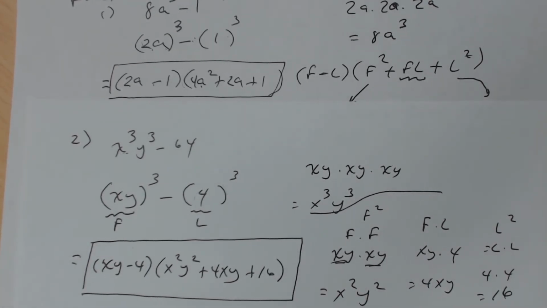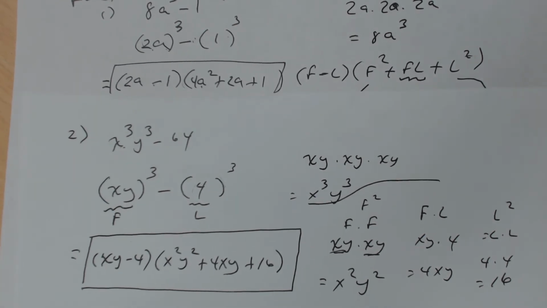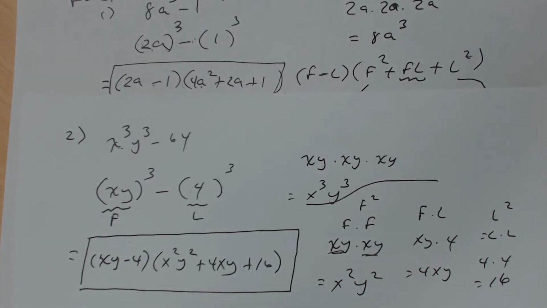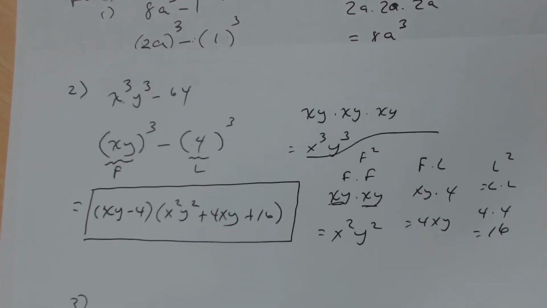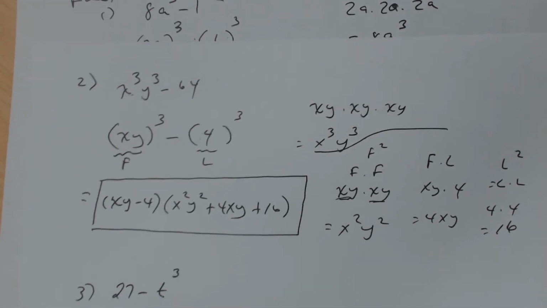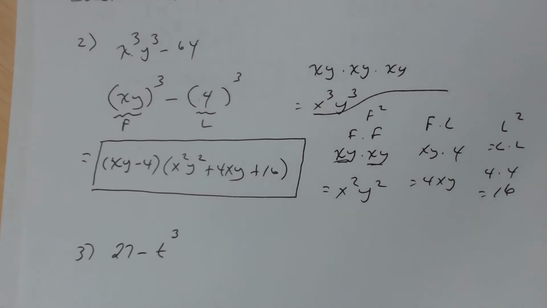You're done. So that's how you factor the difference of two cubes. Let's look at a couple more. Let's suppose I had, let's say, this one. 27 minus t cubed.